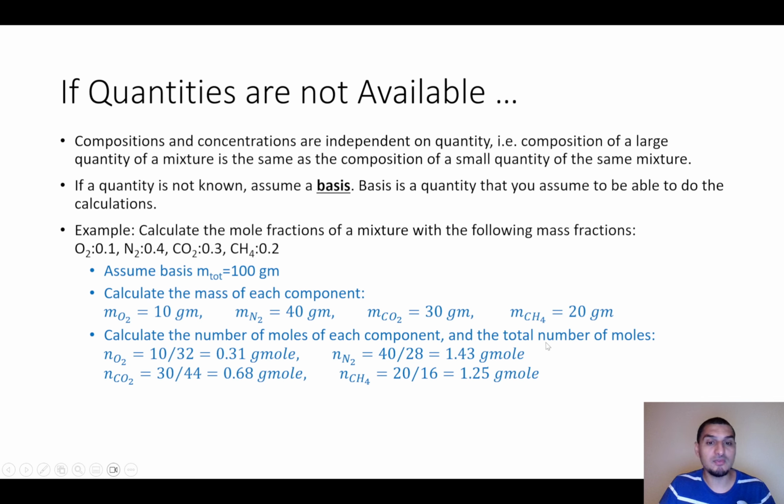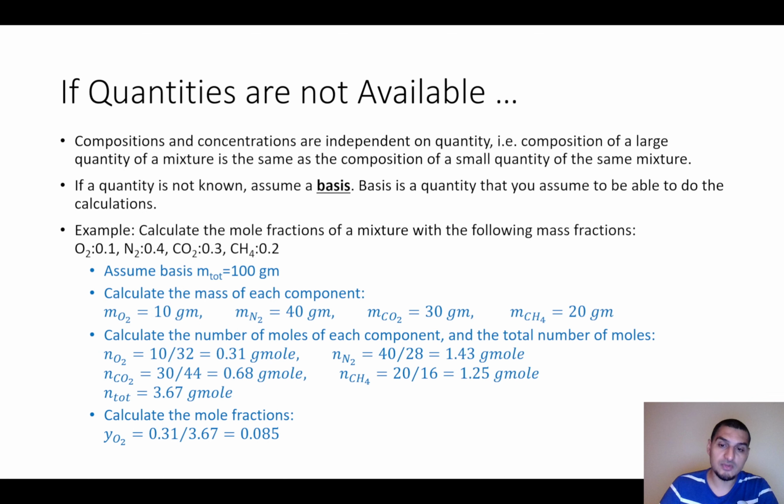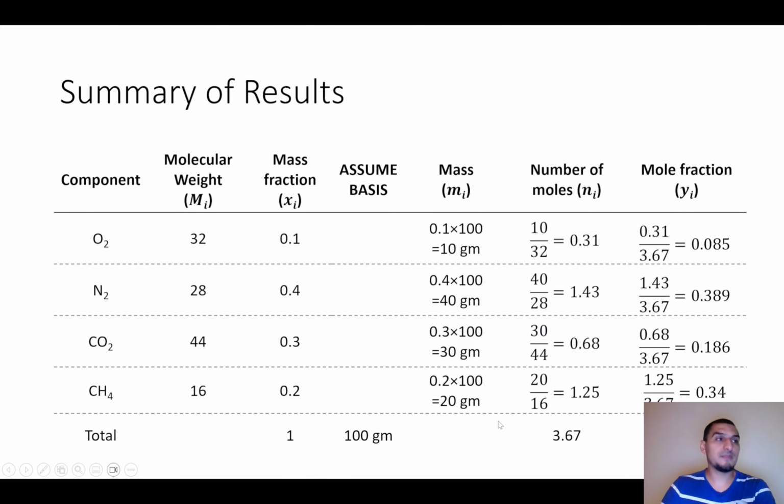So now I have the number of moles of all the components, and now I can calculate the total number of moles, which is the sum of all of them. And from the individual number of moles and the total number of moles, we can calculate the mole fractions. So it is 0.31 divided by 3.67, 1.43 divided by 3.67, and so on. So now we calculated the mole fractions.